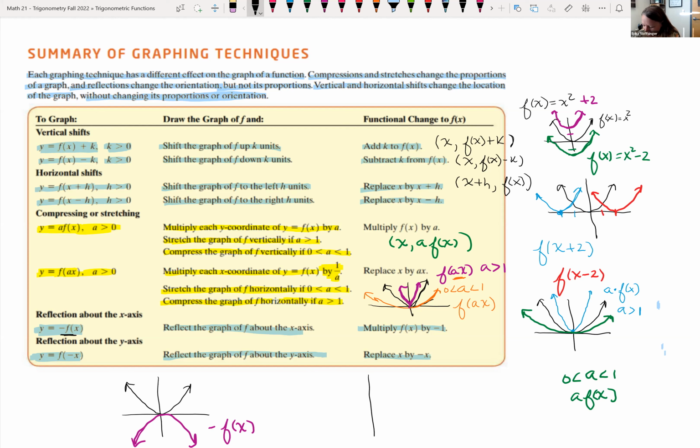So let's say you had this. And so if we looked at f of negative x, this reflects it across the y-axis. Change the color. And so we would get this as our graph, reflecting across the y-axis.